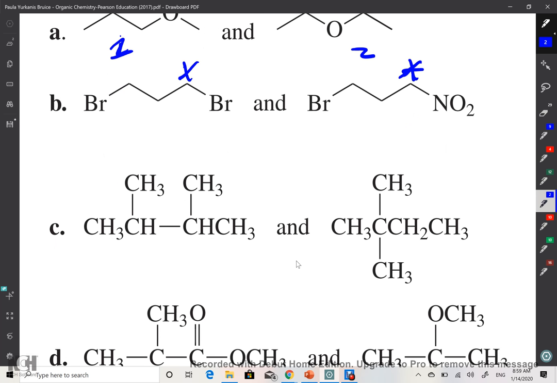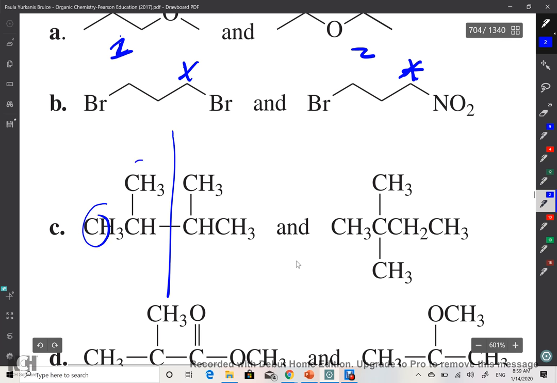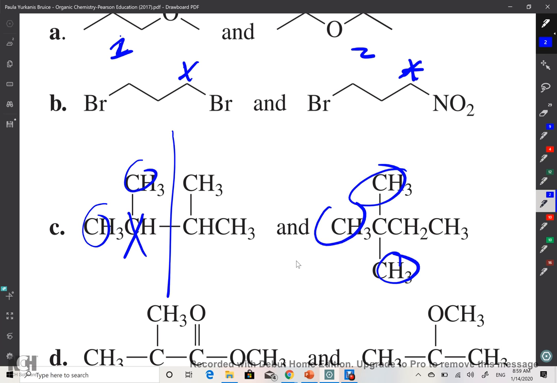What about C? In C, I can still use the number of signals. I'm not very sure. If I split this, I notice that both halves are exactly the same. So this and this gives me one signal, and this one gives me the other signal. So I will have two signals for the first structure. Then what about the other one? This will give me one signal, this one will give me another signal, and this one gives me another signal. So it will be a two-signal structure versus a three-signal structure. Yes, that's how you can use NMR.